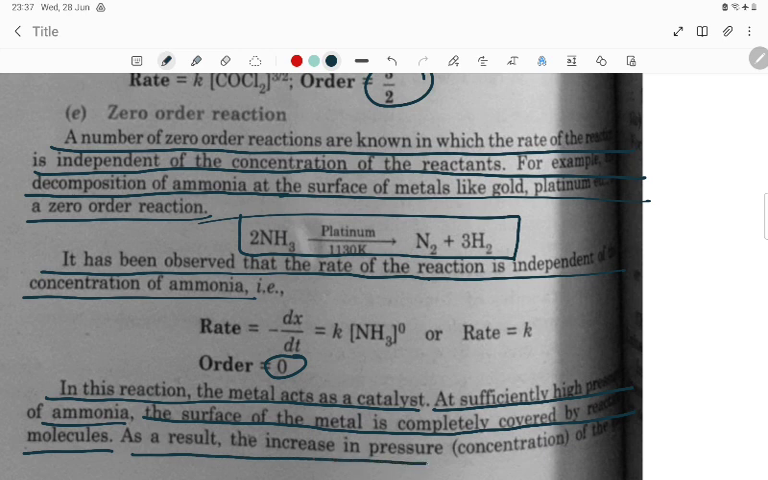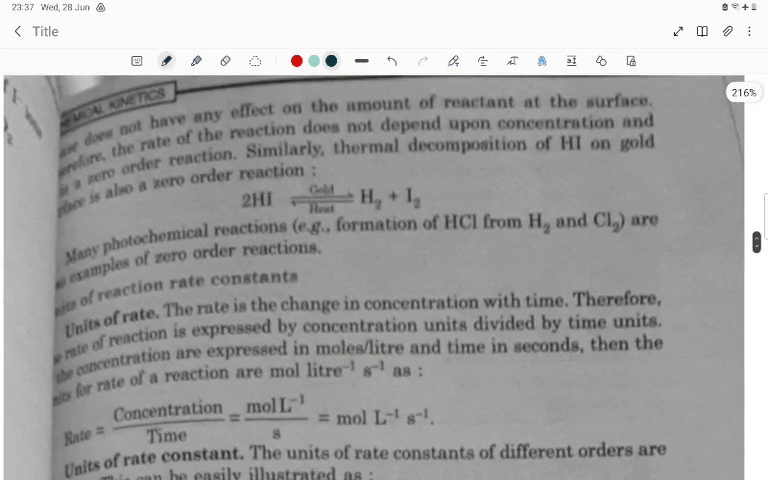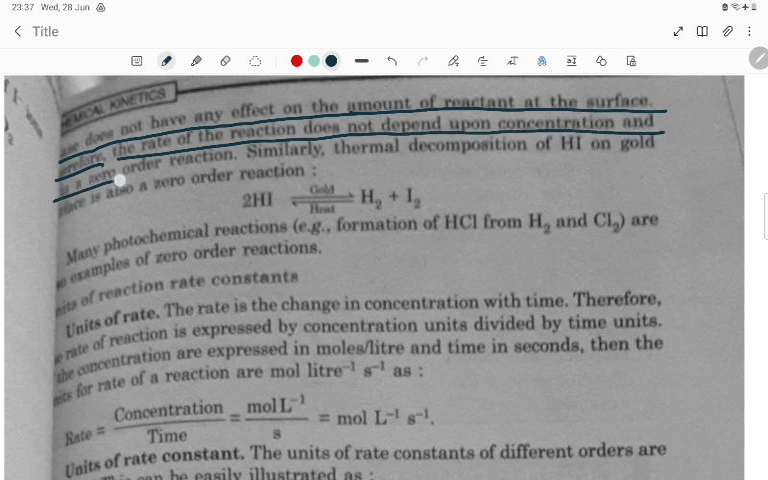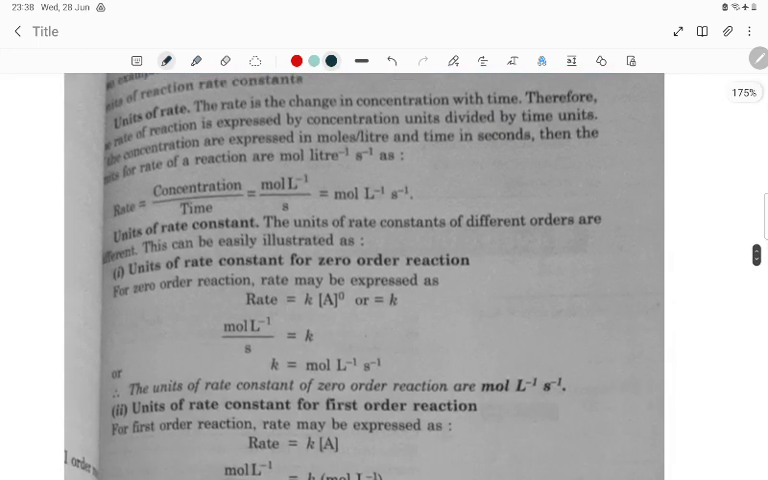the surface of the metal is completely covered with the reactant molecules. As a result, an increase in the pressure or concentration does not have any effect on the amount of reactant at the surface. Therefore, the rate of the reaction does not depend upon the concentration and the reaction is zero order. Similarly, thermal decomposition of HI on a gold surface is also a zero order reaction. These are the orders of reaction.